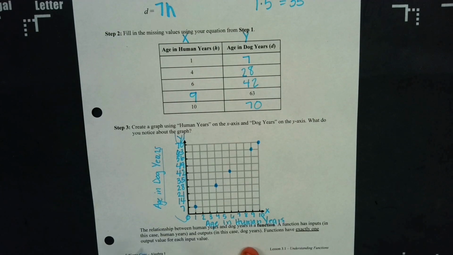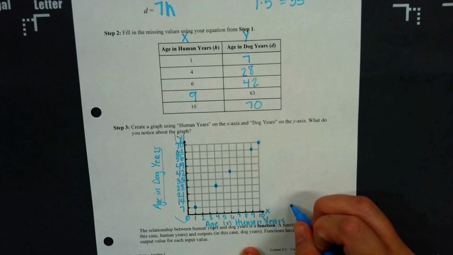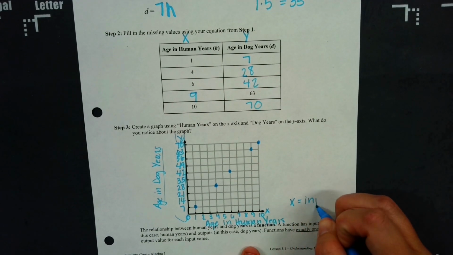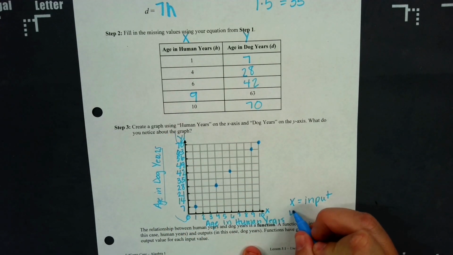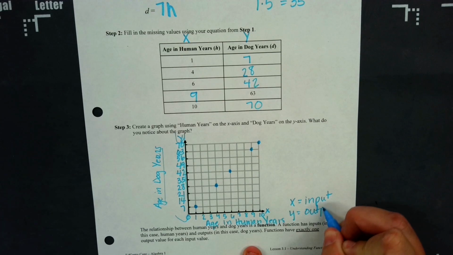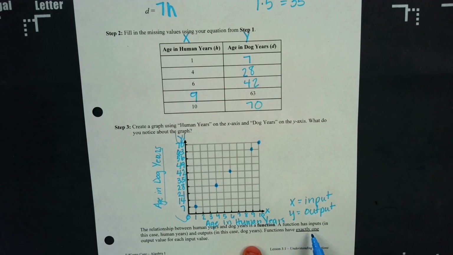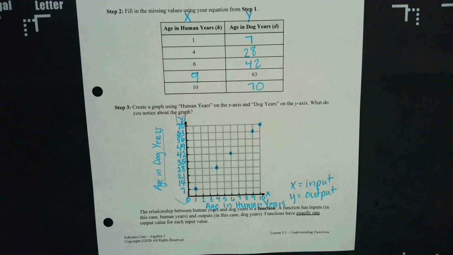The relationship, good call. The relationship between human years and dog years is a function. A function has input, and in this case it's human years. So this is our input. And outputs, in this case dog years. Functions have exactly one output value for each input value. So let me explain what that means. Because it kind of sounds funny, right? You're like, wait, what did she just say?